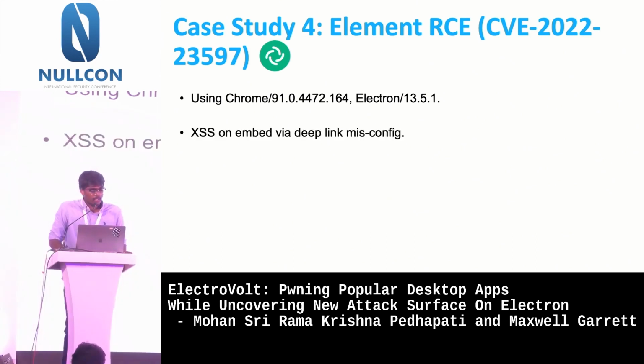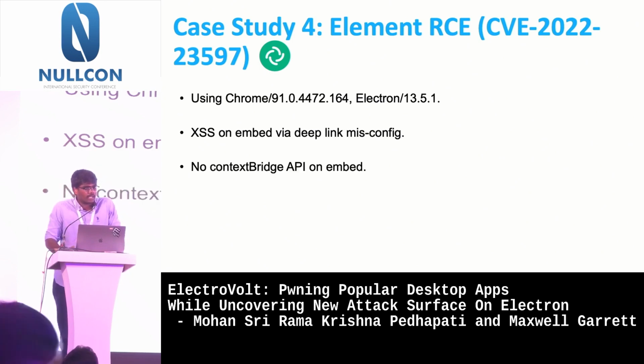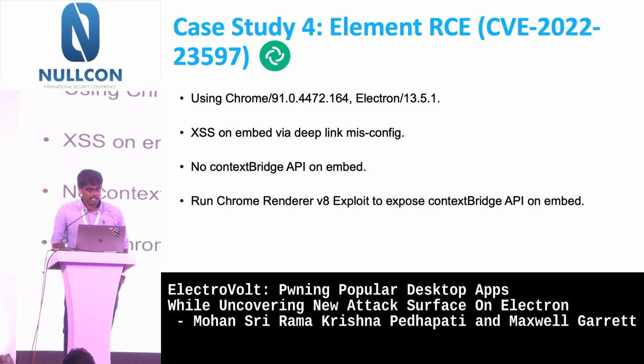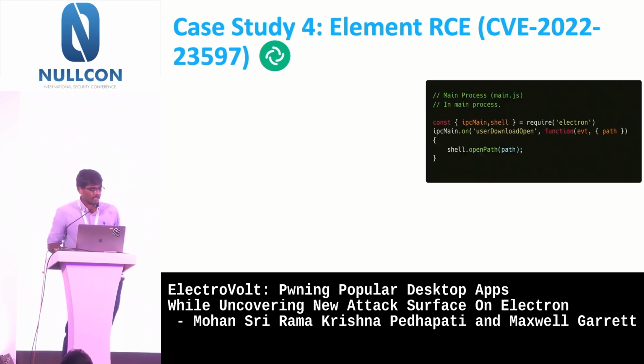reverse the exploit. So we found an XSS on one of the embeds using a deep link misconfiguration, but the context bridge is not enabled because we are in the iframe, so we can't get access to preload scripts, right? So we run the V8 exploit to expose the context bridge API on the embed and access sensitive stuff. This is how the Element application is.